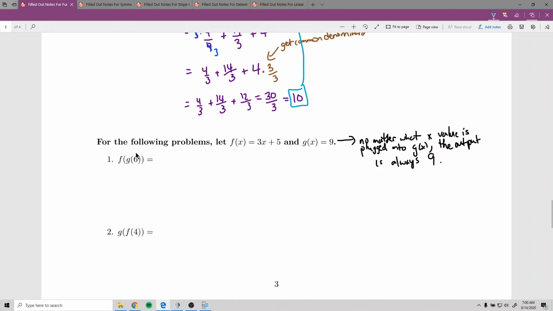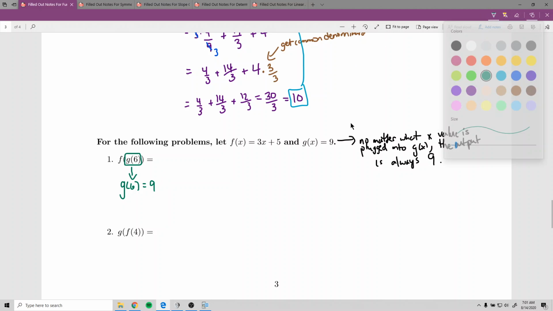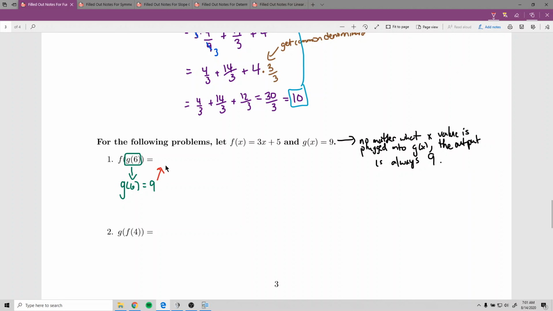Right, so with that, it actually makes this problem very short. Right, the first one, f of g of 6. We do the inside first, just like before. And g of 6, like we just mentioned, no matter what we plug into x for g of x, we get 9. And we're going to plug that inside. We got f of 9. Replace the inside g of 6 with 9. And now we want to plug in 9 for x in f of x. So we get 3 times 9 plus 5. 3 times 9 is 27, plus 5 is 32. And that's it for that one.